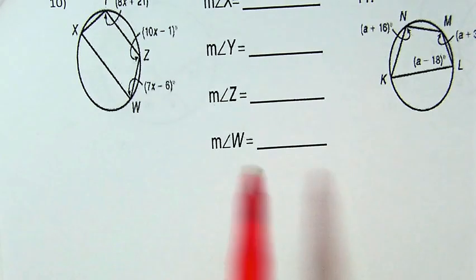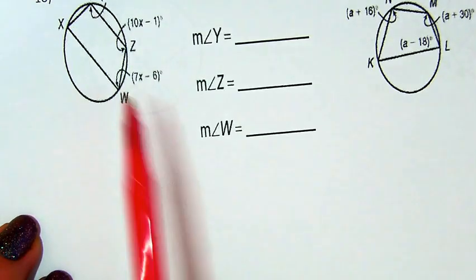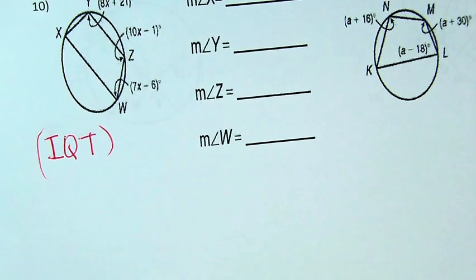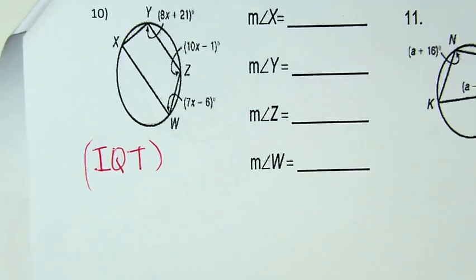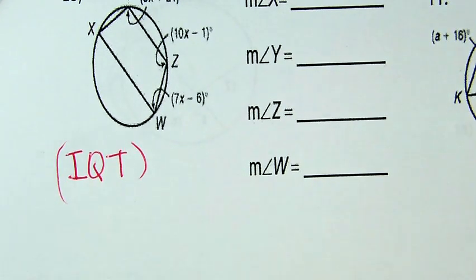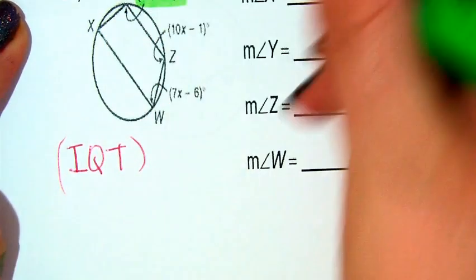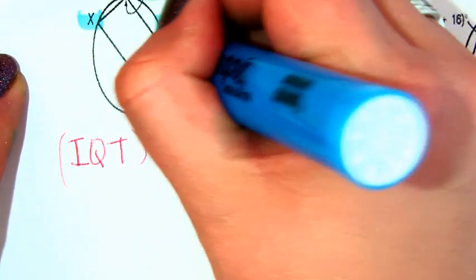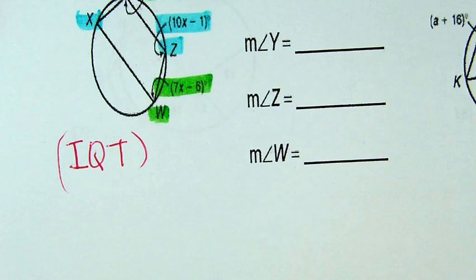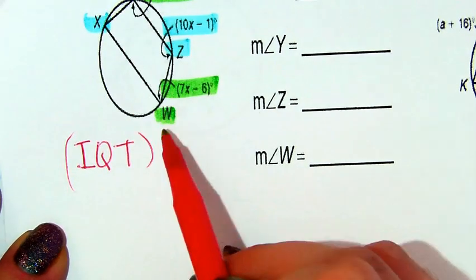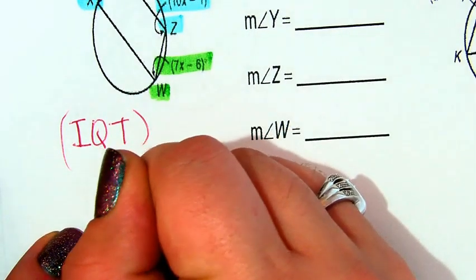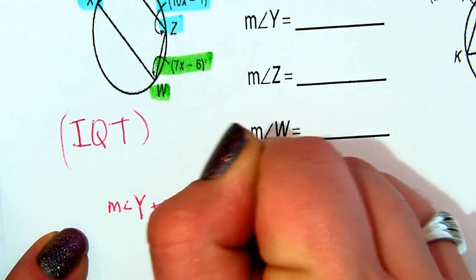So number 10 on the back side, here we have an inscribed quadrilateral, so I want to use inscribed quadrilateral theorem here that says that opposite angles are supplementary. Let me zoom in a little more. So this means angle Y plus angle W will equal 180, and angle X plus angle Z equals 180. So since I have enough information for the green angles, we're going to start off with those. So the measure of angle Y plus the measure of angle W equals 180.